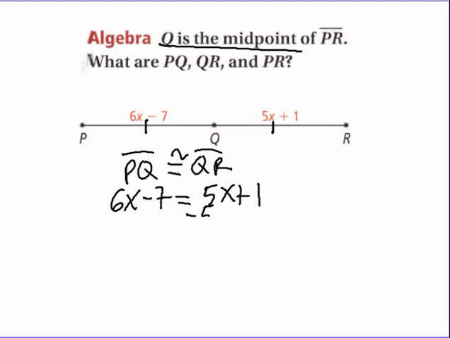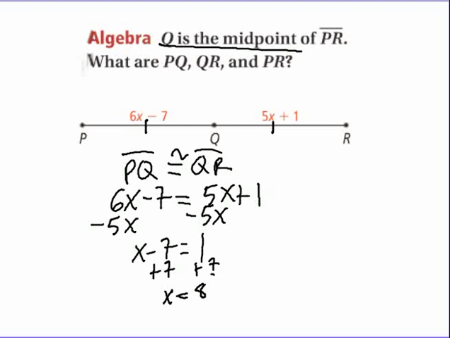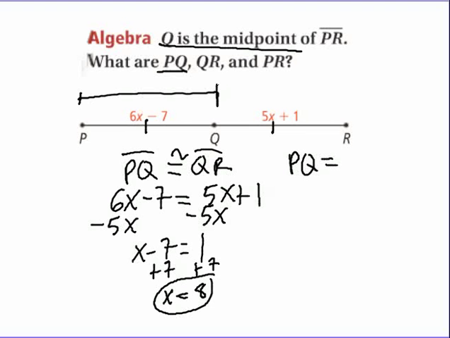Got to subtract 5x on both sides. So I got x minus 7 equals 1. Okay, I need to add 7 to both sides, and I get x equals 8. Okay, and I am not done because I still need to find the lengths of PQ, QR, and PR, but we'll start with PQ first. So I can go back and plug this in. PQ is this length right here. So that's 6x minus 7.